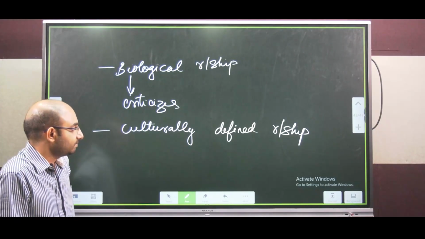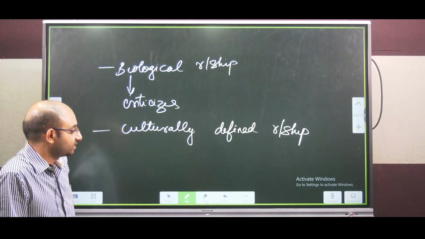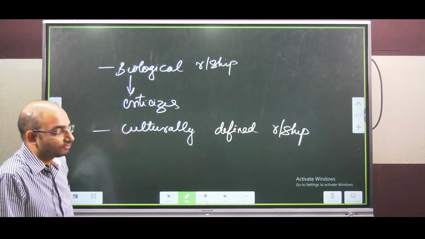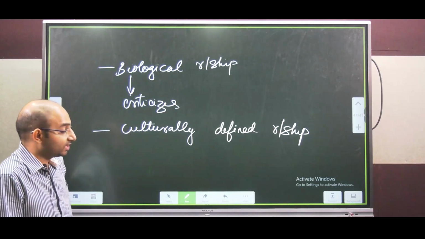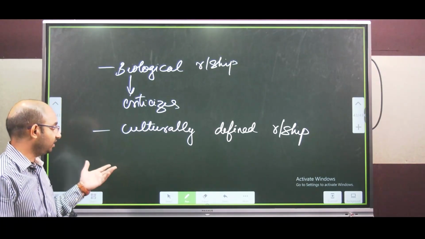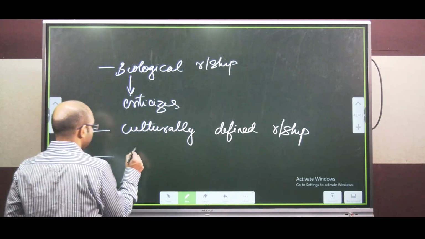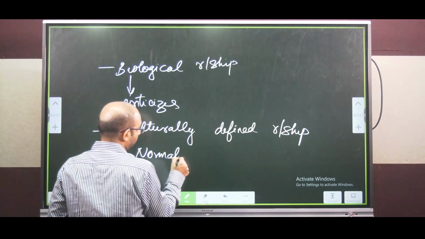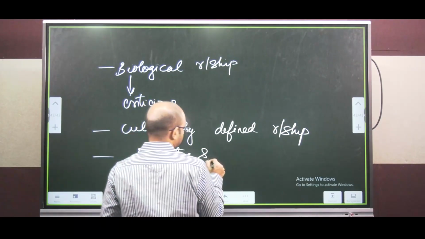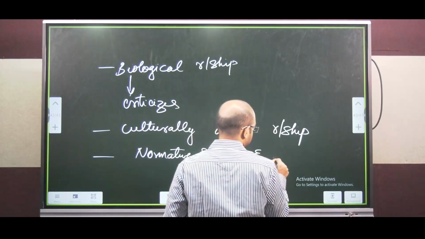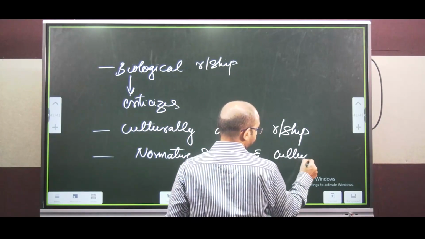In some cultures, both mother's side and father's side are considered kin, in some no. In some cultures, those who are not part of blood ties are also considered kin, whereas in some only blood ties are considered kin, and so on. We have a lot of variations. And then he says, in general in society we have two kinds of systems. We have normative systems and cultural systems.